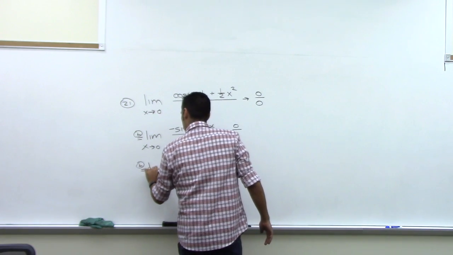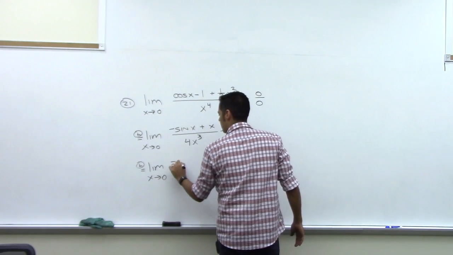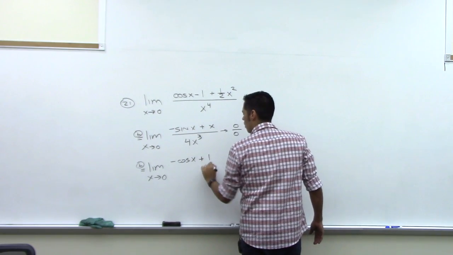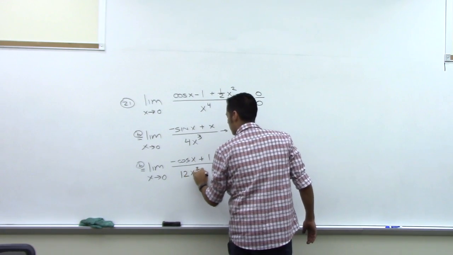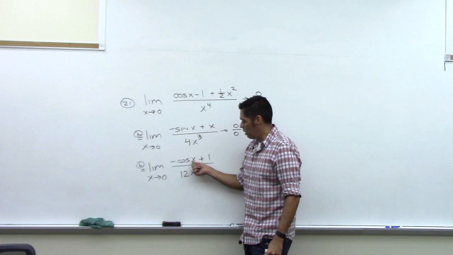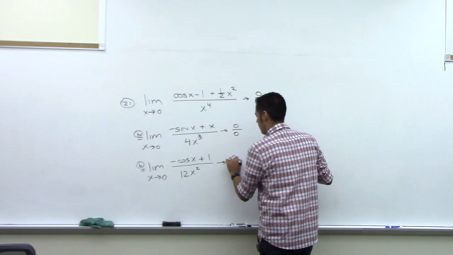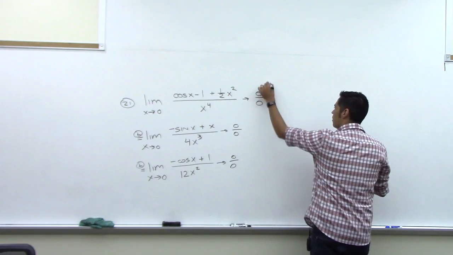L'Hopital again. Limit as x goes to 0. Derivative of sine x is cosine x, but there was a negative out front. Derivative of x is 1. Derivative of 4x cubed is 12x squared. Let x go to 0 again. Cosine of 0 is 1, but it's negative. So negative 1 plus 1, that's 0 on top, 0 on the bottom again. All right, L'Hopital again.